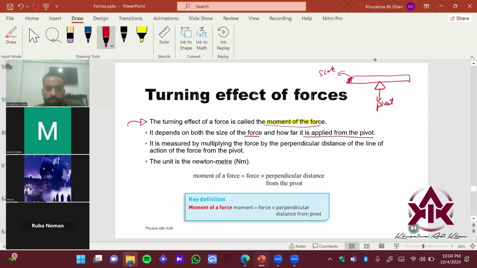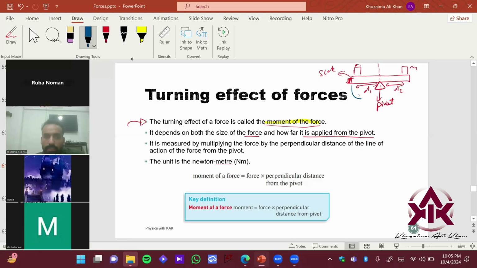So let's say we have a mass m1 over here, and we have mass m2 over here, right? This is the center of the pivot, and each mass is at a certain distance. You can see this is at distance d1, and this is at a distance of d2. So this particular mass m1 will try to cause the scale to move in this direction, and mass m2 will cause the motion in the anti-clockwise, or clockwise, direction, right? So these are called moments.